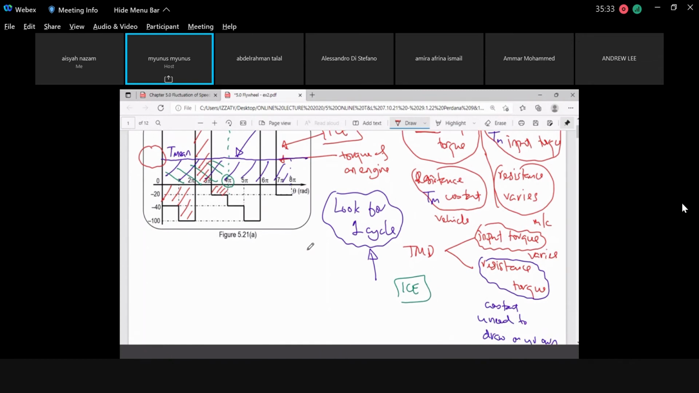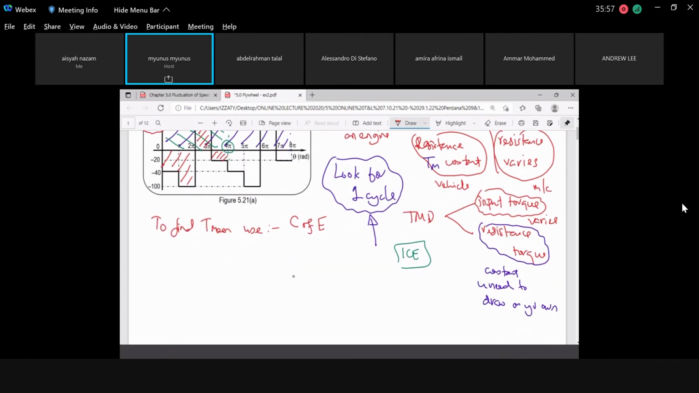So how to define timing? To find timing, use conservation of energy, or the equilibrium equation. It's not very difficult. T theta coming from the input, which is coming from the engine, is equal to T theta, which we do not know because it doesn't mention, but the drive, whatever it is, so put it here, resistance. Remember, the resistance is constant.